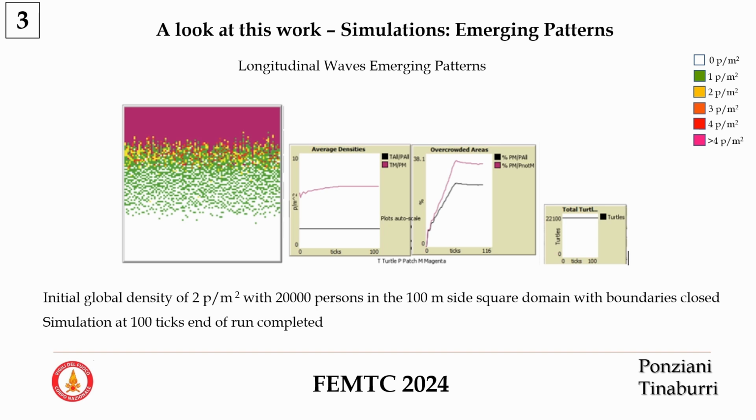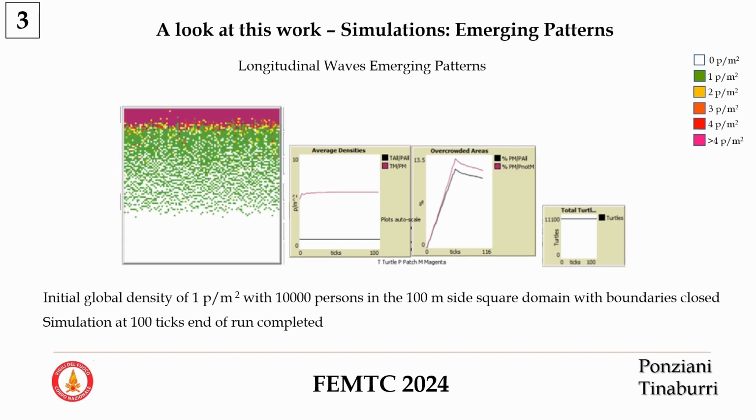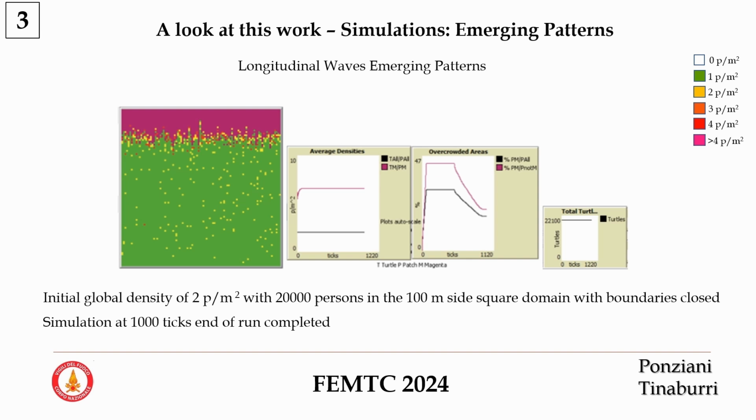And the situation is better when we reduce the initial global density set up to 1 person per square meter. And you see also the way there is a variation in the colors in the mapping. Same for runs where we let the system evolve for a longer time of simulation. We refer here to 1000 ticks of run time.